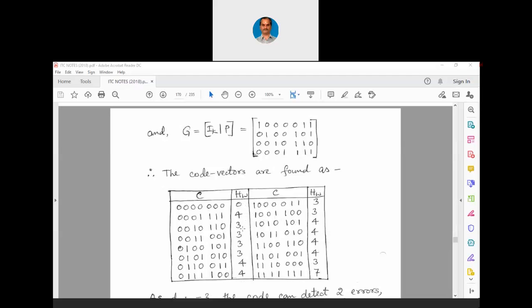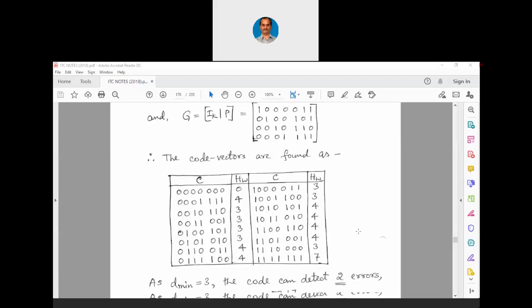weight is 3. When the minimum Hamming weight is 3, it simply means that this particular scheme of n comma k, or this particular parity matrix, can detect 2 errors. Here d min is 3. The minimum Hamming weight is 3. So, d minimum is 3.